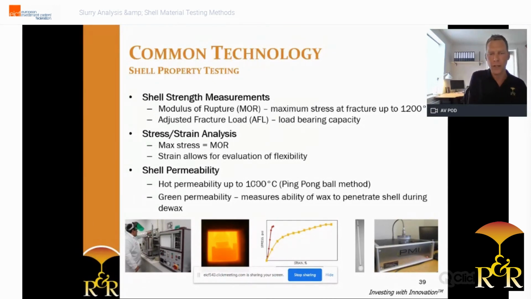Also, what is very interesting, I think, is that we are able to measure the green permeability of a shell sample with the equipment displayed completely on the right. It measures the ability of wax to penetrate the shell during de-waxing. And if you have a shell that's, of course, permeable in green condition, it can lead to reduced shell cracking because you reduce some of the stress that is applied on the shell during the de-waxing process.